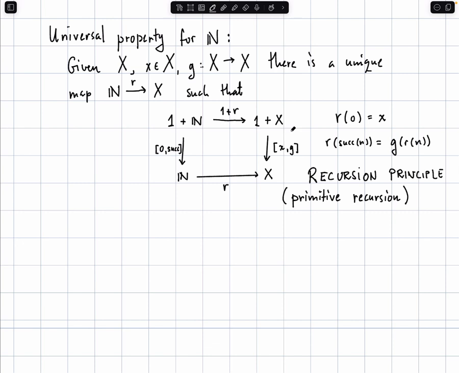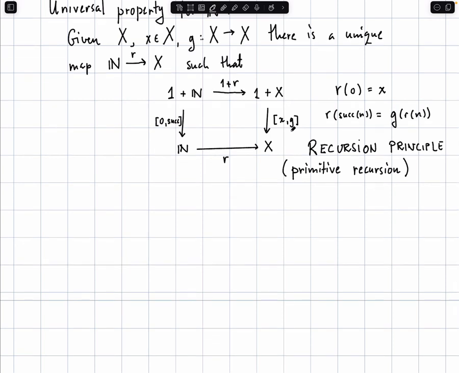Why isn't it just recursion? Well, if it was just general recursion, that would mean we can make completely arbitrary recursive calls. However, here we're only making a recursive call from successor of n to n. So that's called primitive recursion. Okay, now, what would be the dependent version of this?